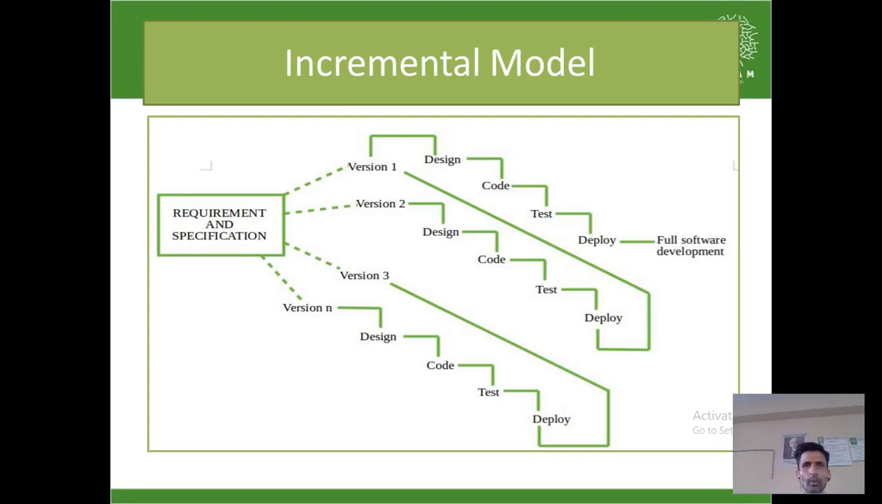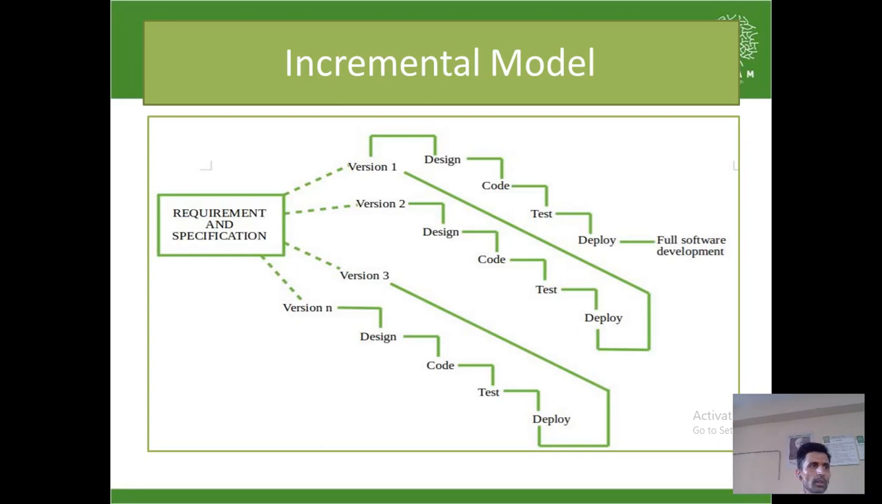Initially the cost is very low compared to the waterfall model, but the total cost is high. Examples are iPhones and Microsoft Office, different versions of different products that come under the incremental model. System development is broken down into many development projects, and high priority requirements are tackled first.